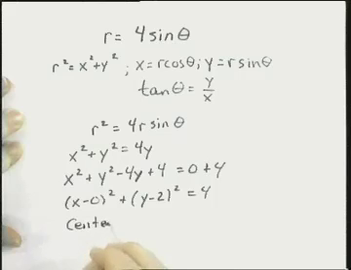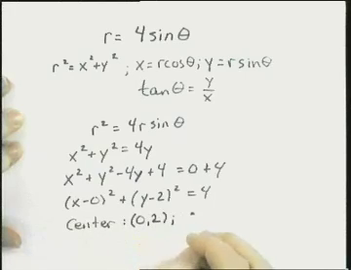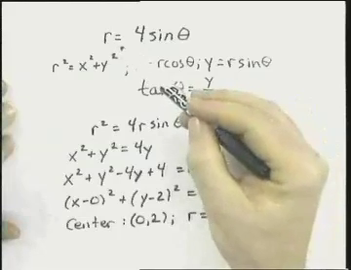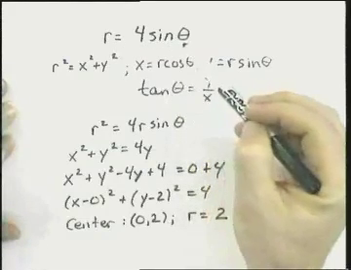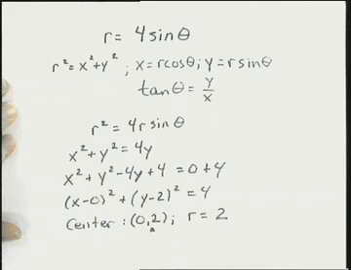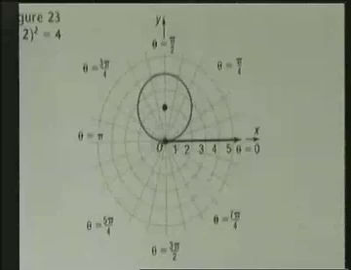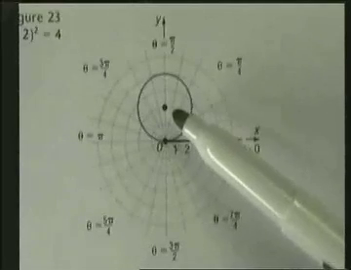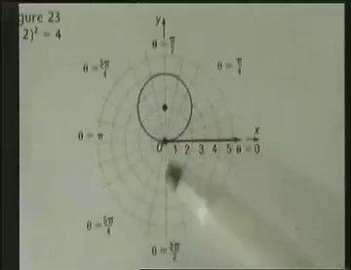We should recognize this as a circle whose center is at the point (0, 2), and whose radius is 2. Therefore, we might conclude that the graph of r equals 4 sine of theta is that of a circle whose center is 2 units above the pole and has a radius of 2. Let's go over to the graph. And here we have our graph. Again, center 2 units above the pole with a radius of 2.